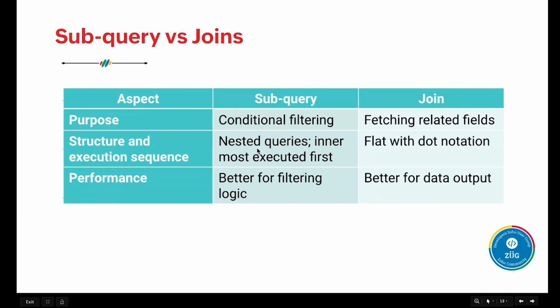The structure and execution sequence: subqueries, like I said, are nested queries where the innermost query is executed first, whereas a join is just a flat query with just the dot notation. Performance: if you have conditional filtering and a lot of depth, then a subquery does better at filtering out logical statements. Whereas if it is just the data that you want to fetch, then you can use joins.